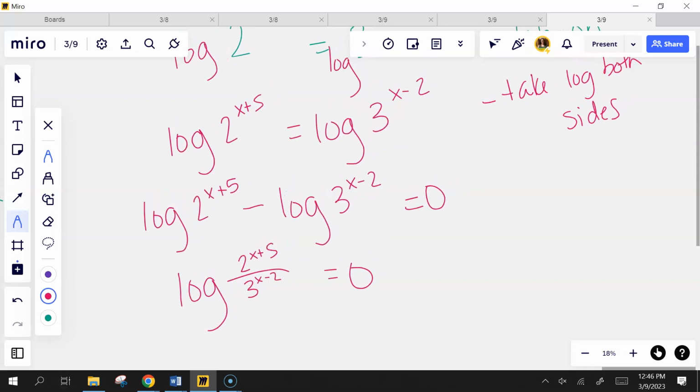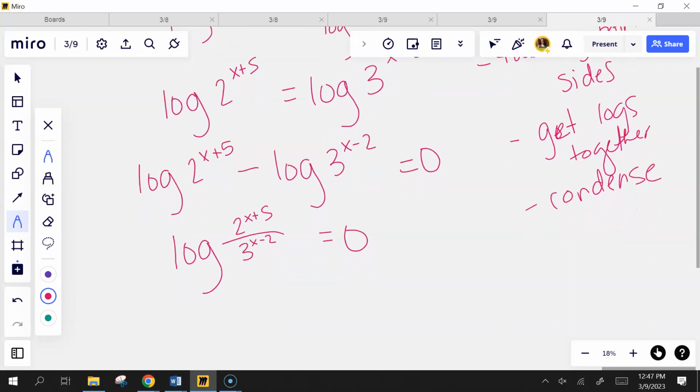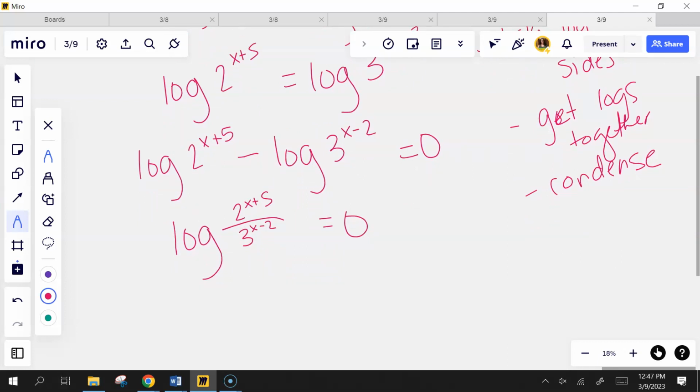All right. So we took the log of both sides. We got the logs together. So we always condense. And then we condensed. Any ideas what we're going to do now? We solve. How? Maybe now we subtract. Exactly right. Change forms.